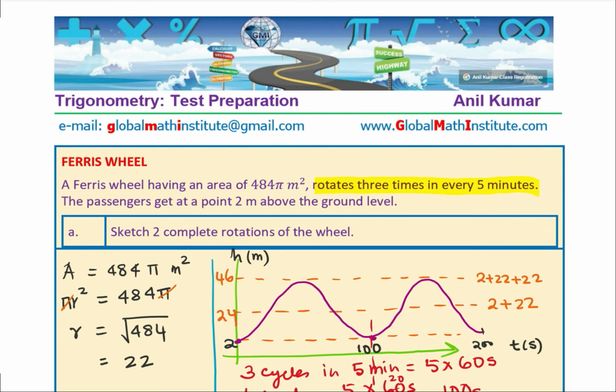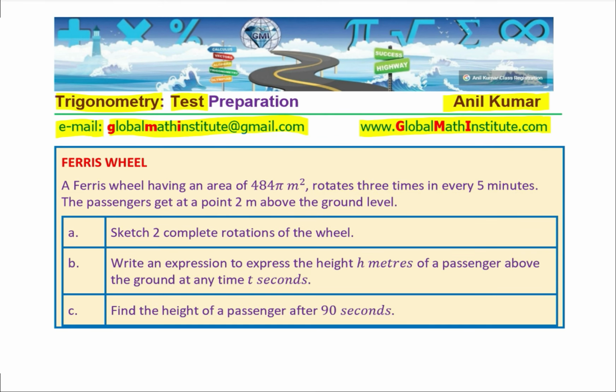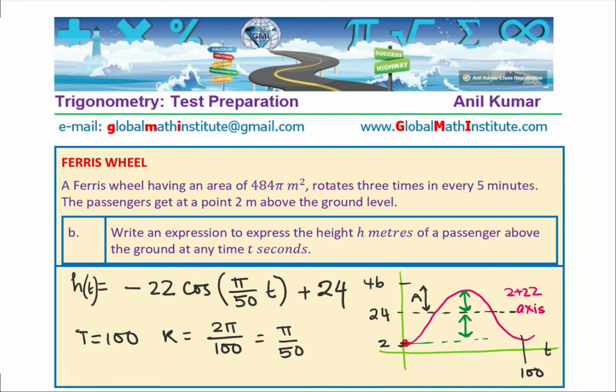Now let's take up the third question. Part C was, find the height of the passengers after 90 seconds. Now we have to find the height after 90 seconds, right? So let's put 90 seconds in this particular expression and find the value. So the height after 90 seconds, I'm putting 90 here. It will be minus 22 cos of pi by 50 times 90 plus 24, correct?